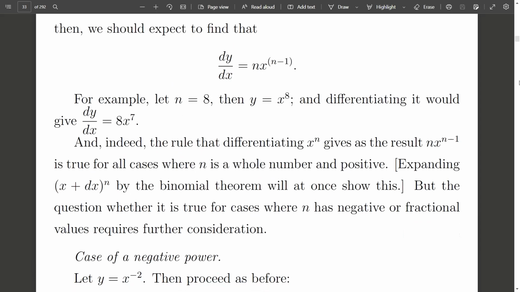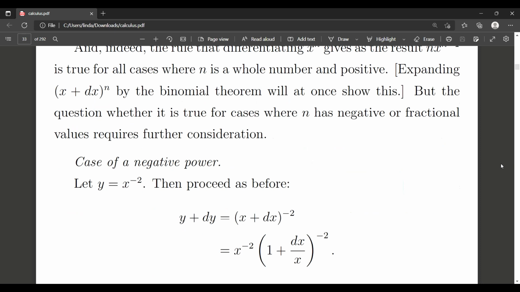And indeed, the rule that differentiating x to the power n gives as the result nx to the power n minus 1 is true for all cases where n is a whole number and positive. Expanding x plus dx to the power n by the binomial theorem will at once show this. But the question whether it is true for cases where n has negative or fractional values requires further consideration.